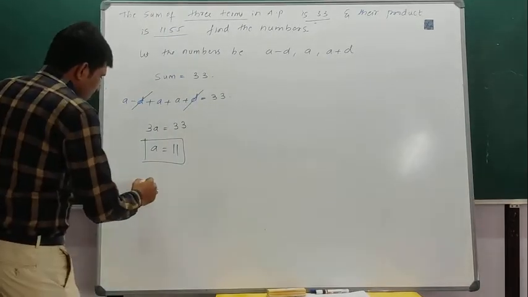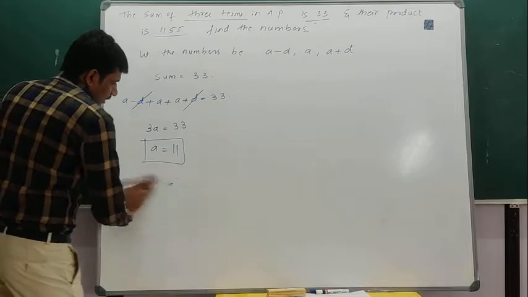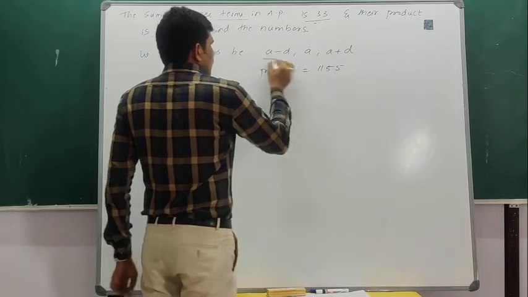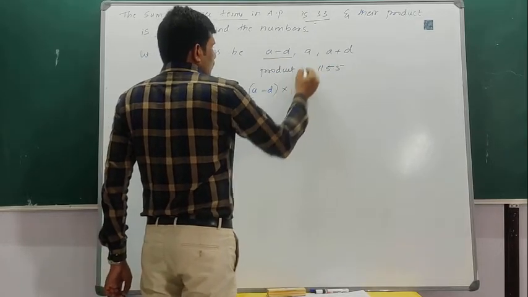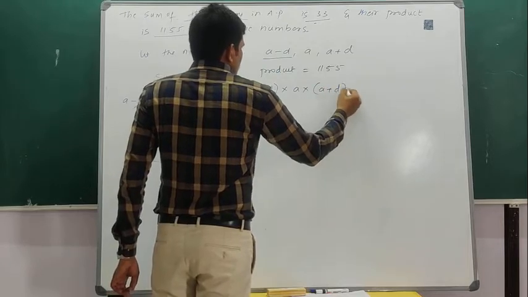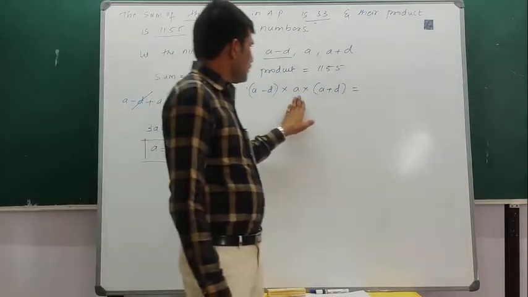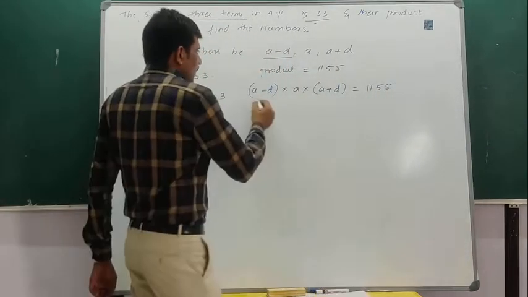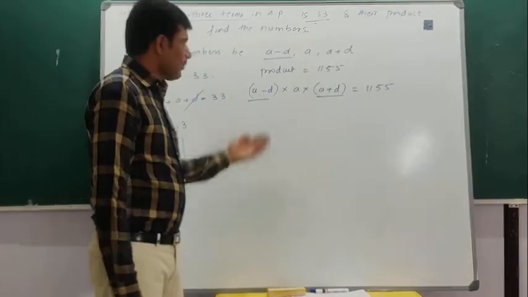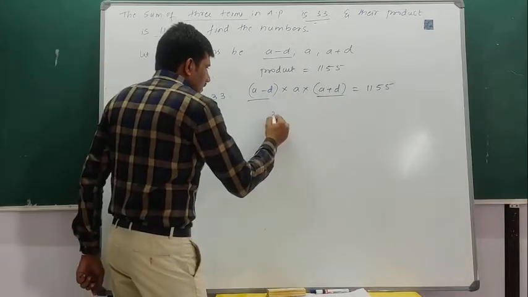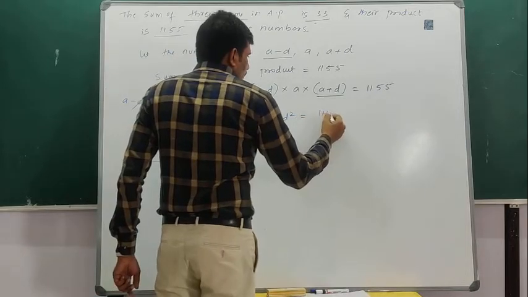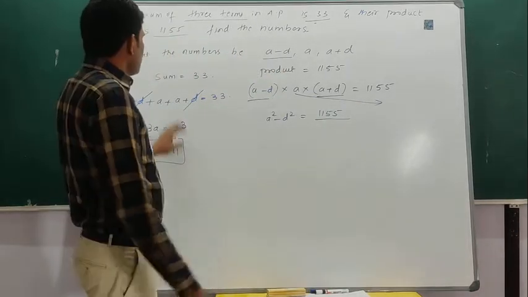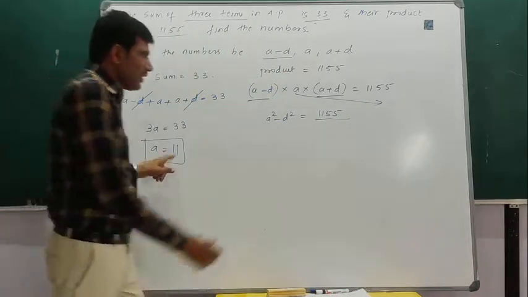Next one is, and their product is how much? 1155. So what is that product? That product is equal to 1155. The product of three numbers, that is first term into second into third, is a minus d into a into a plus d. So that is equal to 1155. So a minus d into a plus d, that is a square minus d square, is equal to 1155 divided by a, as this a will come to the right hand side. What is a? Already we got that one. It is 11.